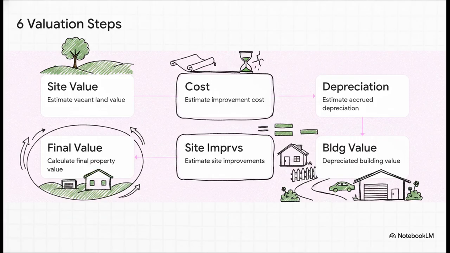Then, in Step 2, we estimate the cost of the improvements. Step 3, estimate the accrued depreciation on those improvements. Step 4 is just simple subtraction. Take the cost from Step 2, subtract the depreciation from Step 3, and that gives you your depreciated building value. Step 5 involves estimating the value of any site improvements, things like driveways, fencing, or landscaping, and deducting any applicable depreciation from them as well. And finally, Step 6 is calculating the final property value.